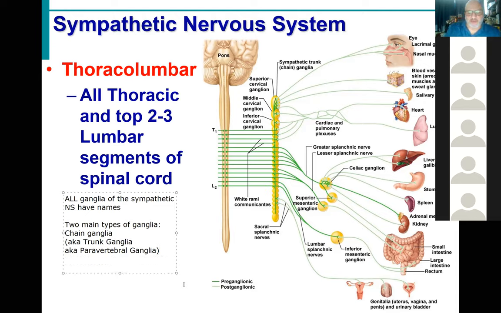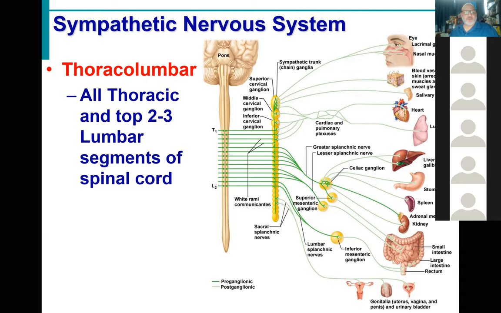What do you think I mean when I say paired ganglia? There's two of each on each side. Exactly. So there is another row of ganglia over here on the right side as well. And that's why they're called paravertebral. We have these two rows of them that run parallel right alongside of the spinal cord.